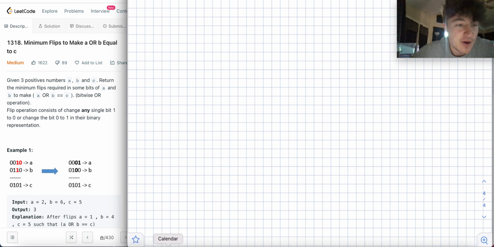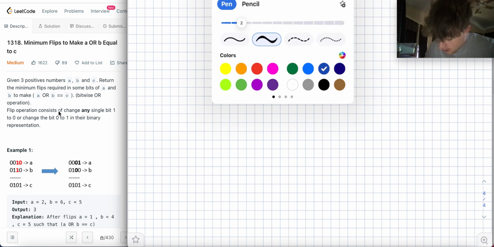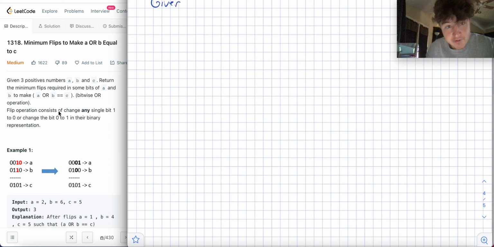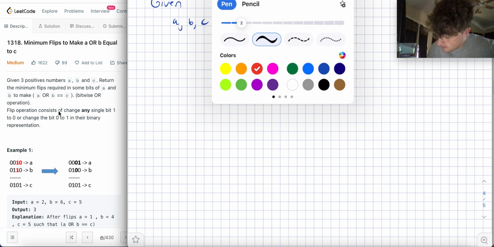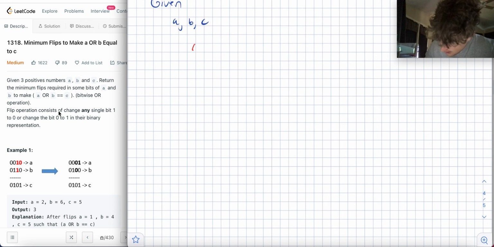But that doesn't matter. Let's go ahead and get right into this problem. You're given three positive numbers, A, B, and C. Return the minimum flips required in some bits of A and B to make A OR B equal to C. Okay, so what's going on? We're given A, B, and C. And the constraint that we want is A OR B equaling C.